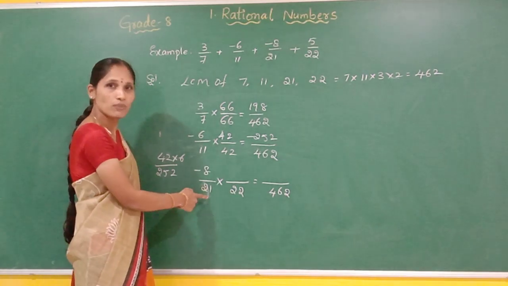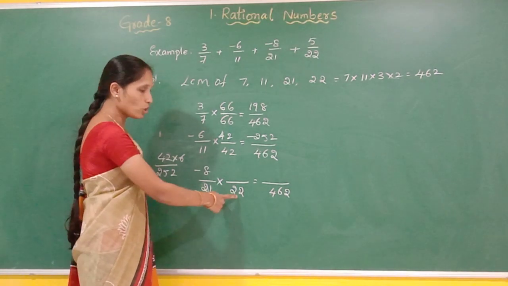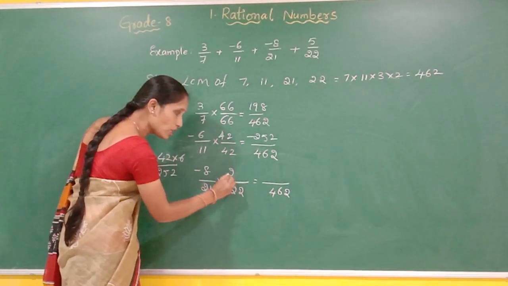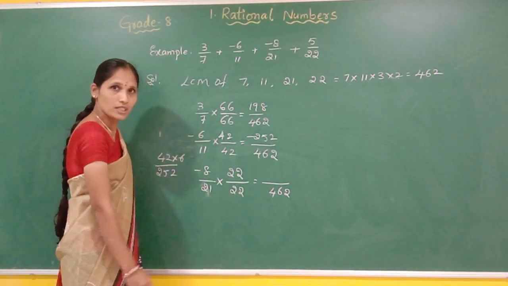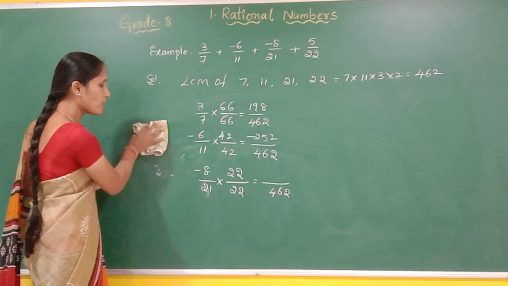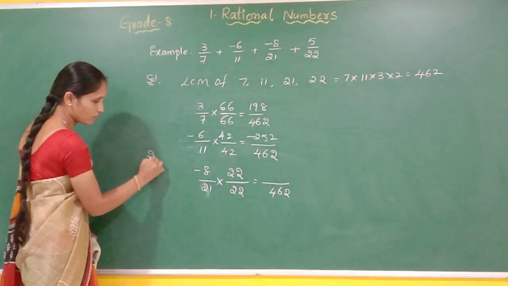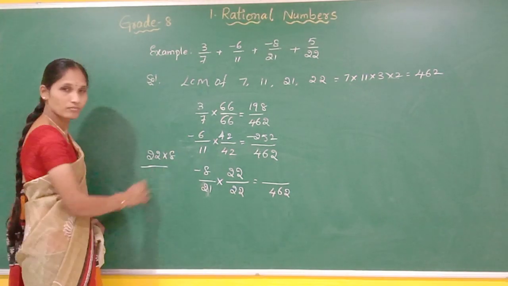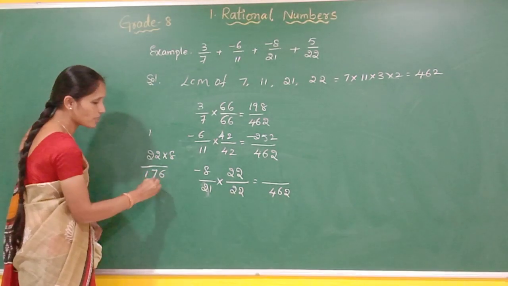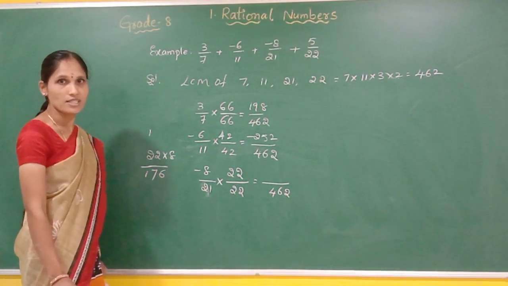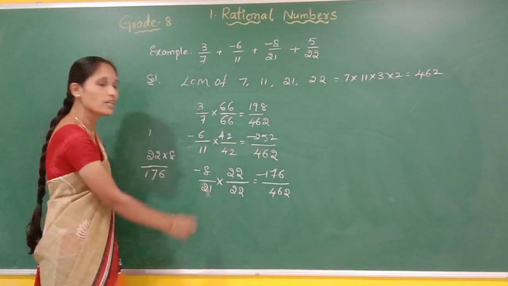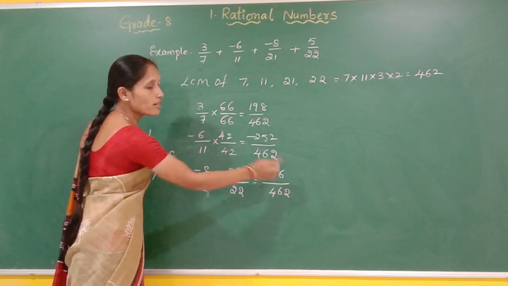Yes, the denominator 21 we are multiplying with 22. Even the numerator 8 we also multiply with 22. Then what is the product of 22 and 8? 8 twos are 16, plus 1 is 17. 176. Yes, the product of 8 and 22 is 176.